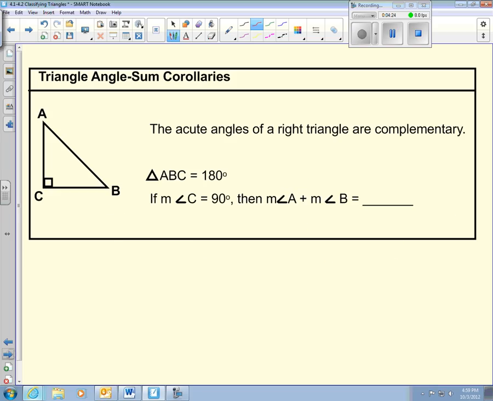All right. So now let's talk about our triangle sum corollaries, and this is going to relate back to that triangle sum theorem. The acute angles of a right triangle are complementary, and we know this because if the whole triangle is equal to 180 degrees, if C is equal to 90, then the measure of angle A plus the measure of angle B has to be blank. Well, let's figure that out. If they all equal 180, and we take out that 90 from our C, that leaves our A and our B left, and that's going to be 90. So 90 degrees. If we have one right angle, we know the other two add up to 90.